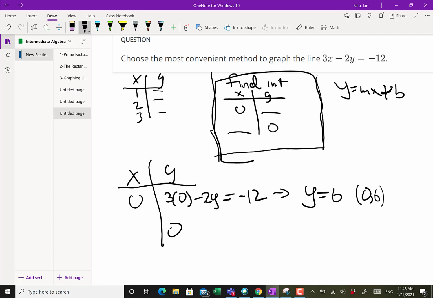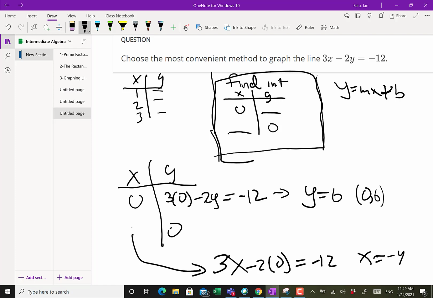And when y is 0, to find x, right, I'm just going to do it here. So I have 3x minus 2 times 0 is equal to minus 12. So that means that x is equal to minus 4, giving me the point minus 4, 0. Right, so you can use now these 2 points to graph your equation. Okay, so hopefully this will help.